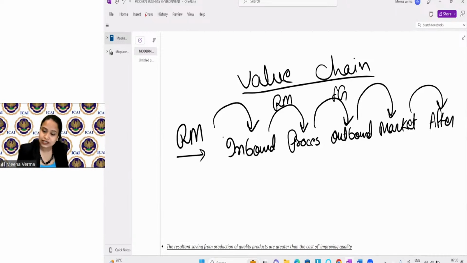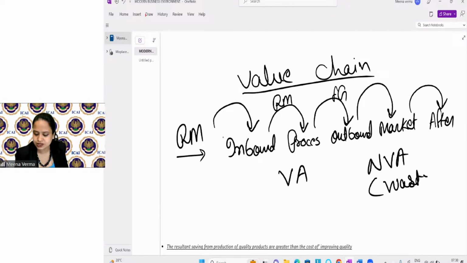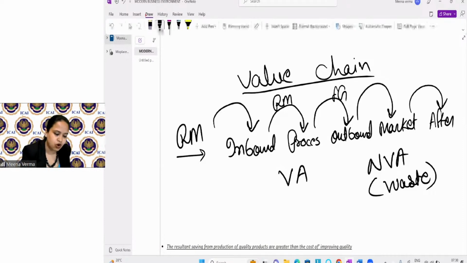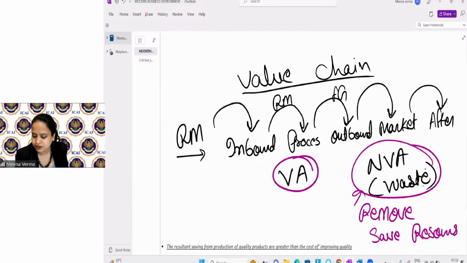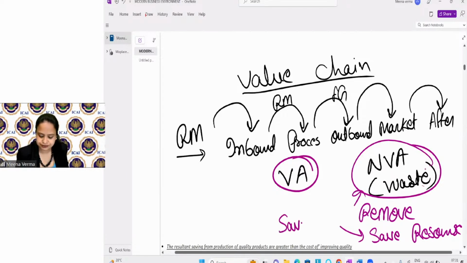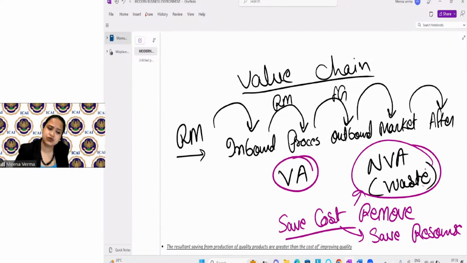Product passes through activities. In all these activities, we try to find out the value-added activities and non-value-added activities. Non-value-added activity is nothing but waste, right? So we have learned, find all the waste, find all the non-value-added activities, remove them. If you remove all such non-value-added activities from the company, only the activities which are relevant and important will remain in the organization. You remove all waste, so this will save the resources. When you save the resources, it will save the cost. And since you are focusing on only value-added activities, it will improve the quality also, right?